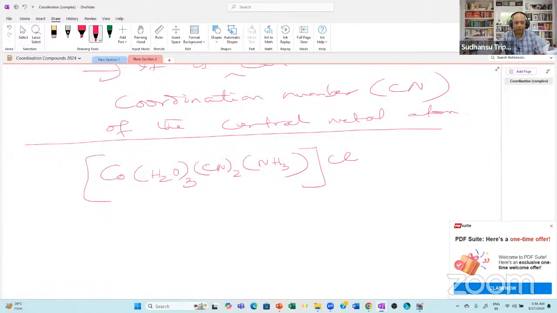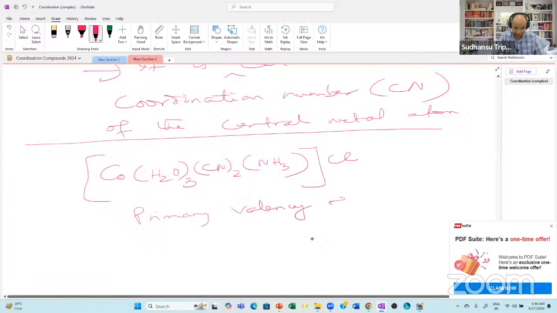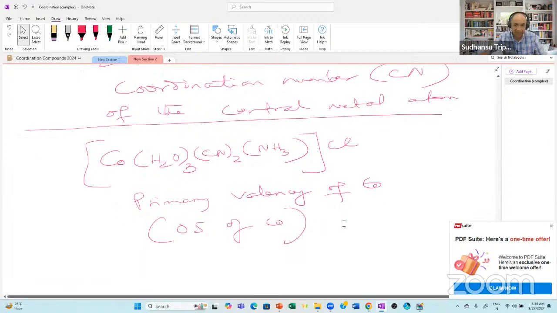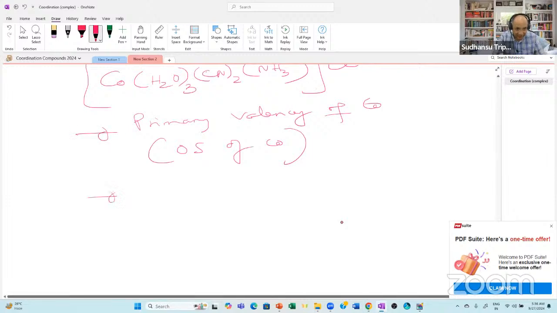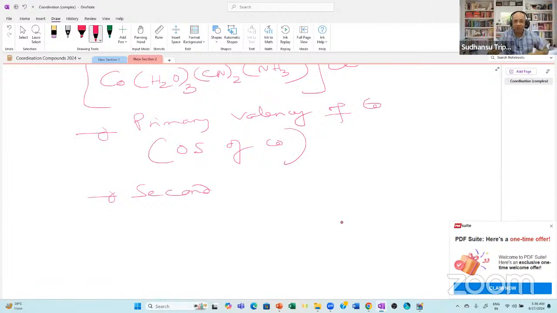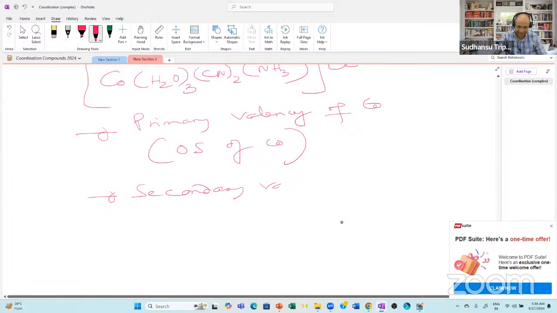You have to tell me two things. What is the primary valency in the language of Werner? What is the primary valency of cobalt? Now we will call it the oxidation state of cobalt in the complex. And what is its secondary valency? Now we shall call it the coordination number. How many linkages, how many single bonds are there? The secondary valency of cobalt is the coordination number of cobalt in the complex.